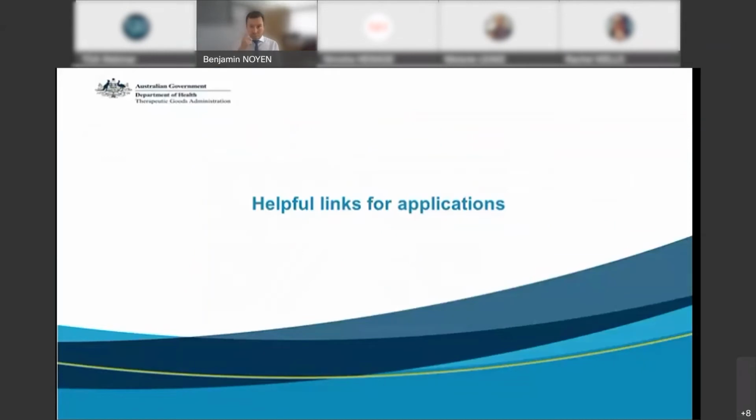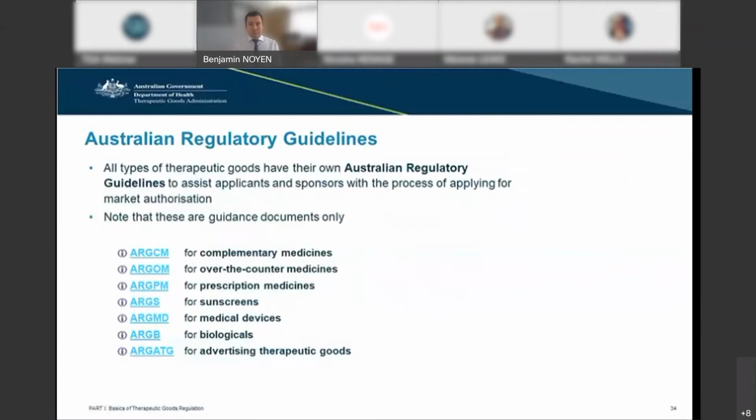Now I'll take you through some general terms and concepts. All the different types of therapeutic goods have their own guidelines, which are updated regularly. These guidelines help with finding out what you need to do when applying for market authorisation and complying with TGA requirements. Please note, they are guidance only, and the relevant part of legislation and regulations is the definitive source of information.